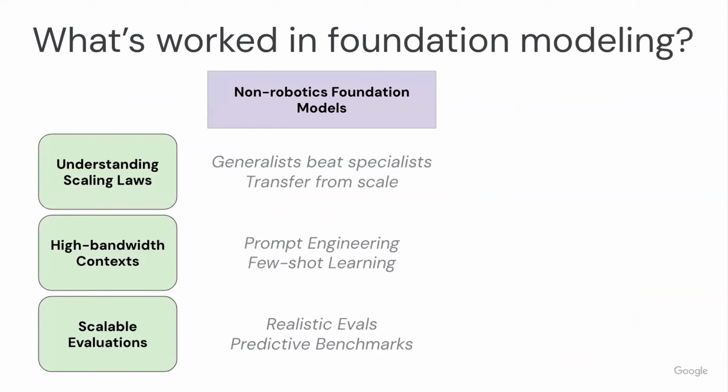So why have these non-robotics foundation models worked in the wild, in these very difficult and unstructured scenarios? I think there are three main properties that are very important. One is that in foundation modeling, folks have understood the scaling laws of how to really get benefits when you add more resources into data, into model size, into compute, seeing that generalist models are often beating specialized models.